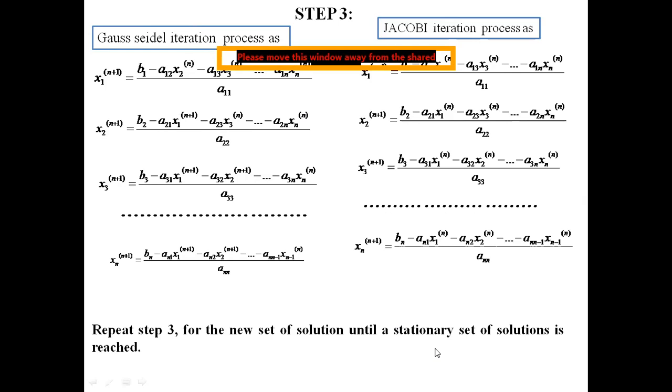Now let us see some problems. If the question is on Gauss-Seidel, you should know how to proceed. If it is Jacobi iteration, then you should know how to proceed. The first two steps are the same, only in step 3 is there a change, note that.